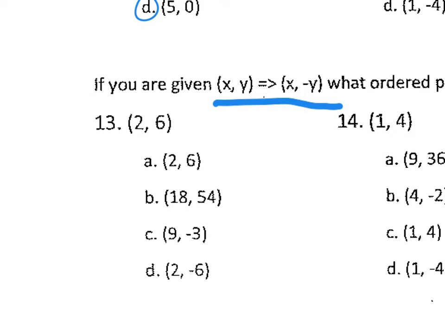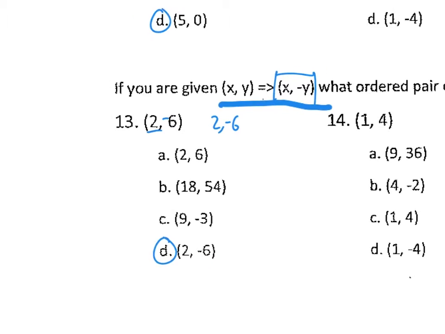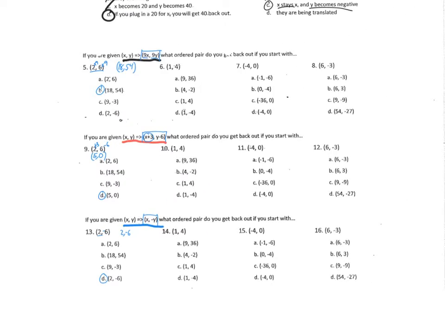On this section here, it says whatever my x is, I'm going to leave it alone. So nothing happens to this number. Whatever my y is, I'm going to change sign on it. Well, that 6 is positive, so I'm going to change it to a negative. So I'm looking for 2, negative 6. And you guys will finish up that section on your own.